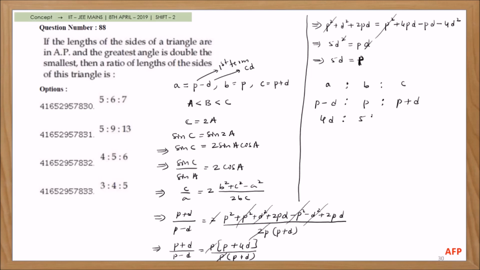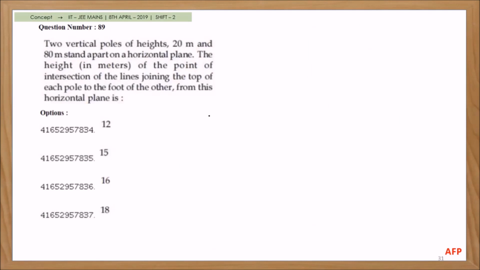So P is nothing but 5D. So P plus D is 5D plus D, which is 6D. D will get cancelled as it is the same term. So 4 is to 5 is to 6 is the answer. Option 3 it follows.